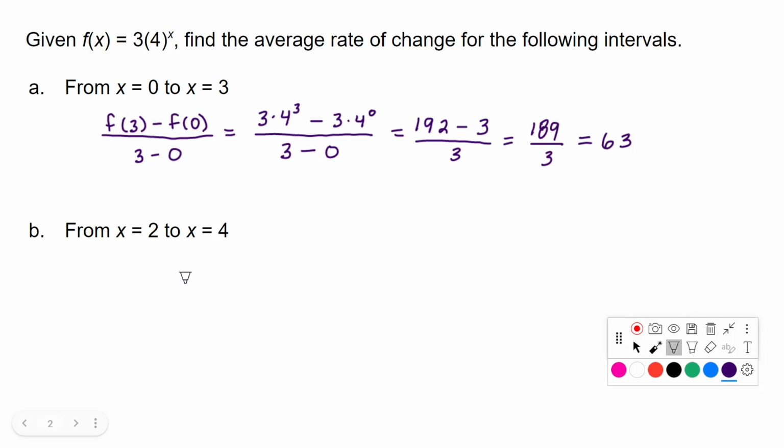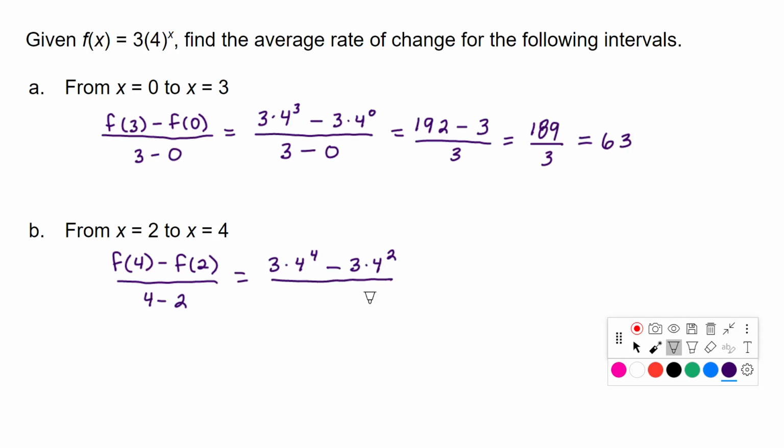Same function, different interval, so we're going from 2 to 4. We want to find the value of f of 4, subtract the value of f of 2, and divide by 4 subtract 2. So f of 4 is going to be 3 times 4 to the fourth. F of 2 is going to be 3 times 4 squared, and we will divide that by 2.